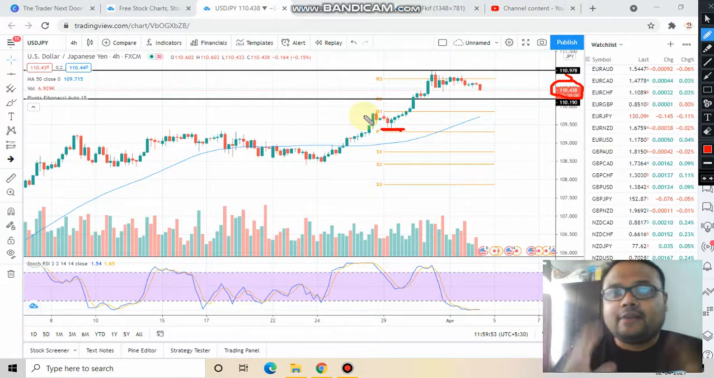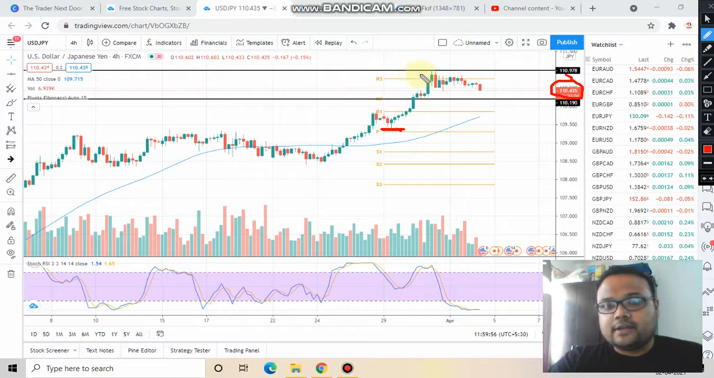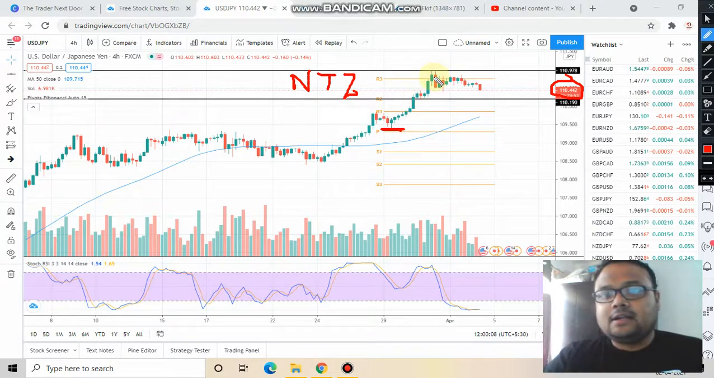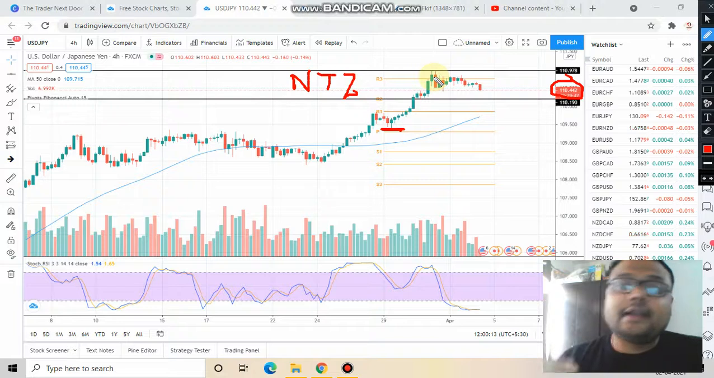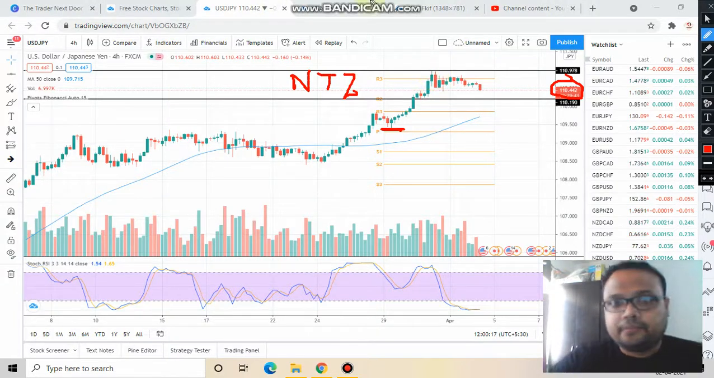Okay, and right now you can see that market is in a range. After this uptrend market is in a range. Okay, this is a range, so this is our no trading zone. You do not need to take anything because things are not very clear. Market either may go up and either may go down. Let me clarify why market may go down. So this is your no trading zone, 110.19 to 110.97.